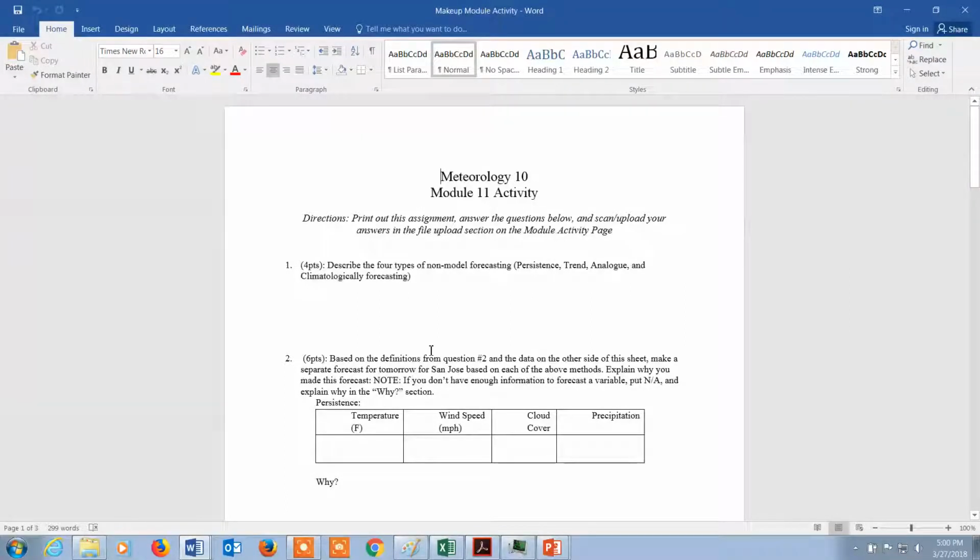The first question on this activity, pretty much everybody got. All I'm asking here is just for a definition of each of the 4 non-modeled forecasting techniques that were covered in this week's lectures, which were persistence, trend, analog, and climatological. Now, with that said, I think that a lot of what went wrong in the next few problems had a lot to do with a misunderstanding of how to apply these techniques. So if you feel confused or unsure, let's do it and we'll get you covered, okay?